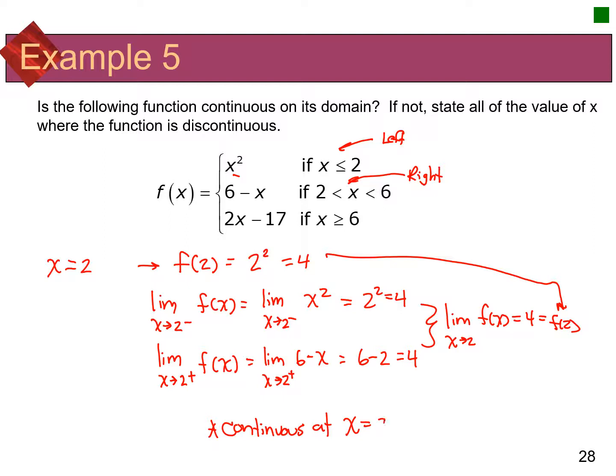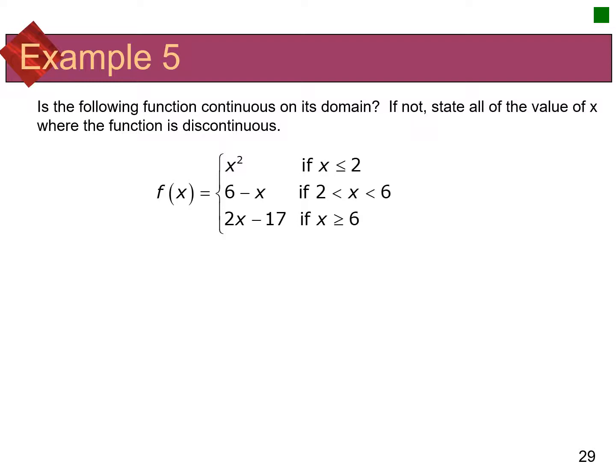at x equals 2. So if 2 was the only point of possible discontinuity, I would say, well, that's not an issue. It's continuous there, so I would say the function's continuous at that point. But I also have to try out what happens at 6. So let's see what happens there. At x equals 6, first I have to see, does f of 6 exist?